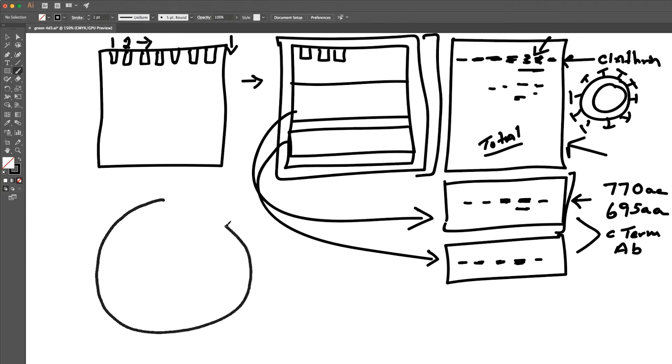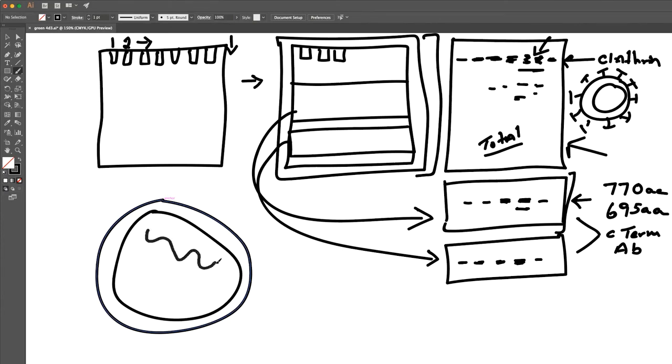Now, if we have our vesicle, the Western blots show that there are three forms of APP. There's a very long form with the tail. This is the 770 version.